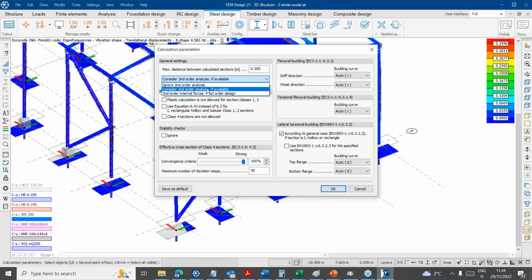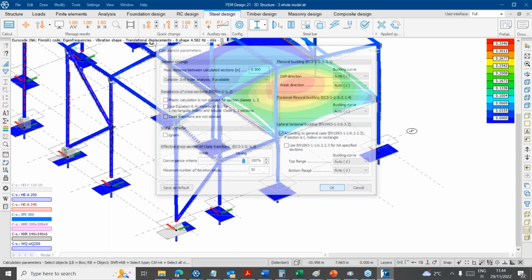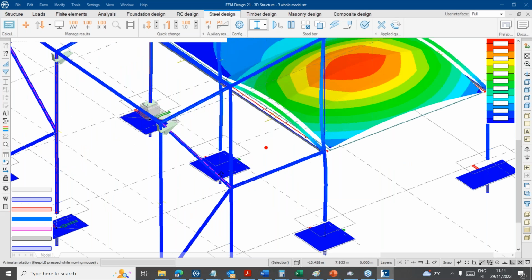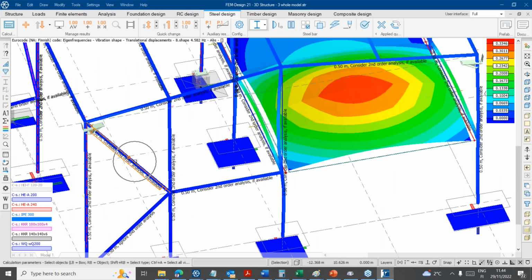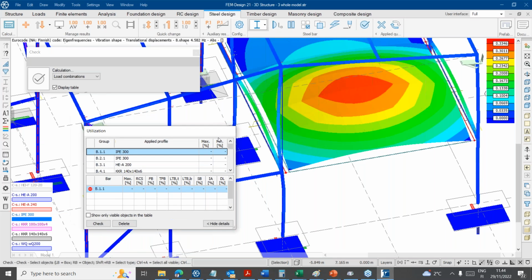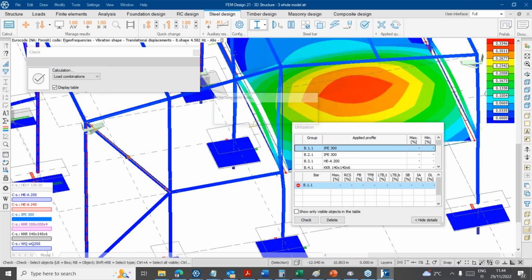Then we have a second option, consider second order analysis if available. So this means that this will analyze this beam with the second order effects. But now we don't have any bow imperfections in this element in the model. So it actually means if I check this element here, the utilization is not right because I don't have bow imperfection in this element in the analysis model. So that is not correct either.